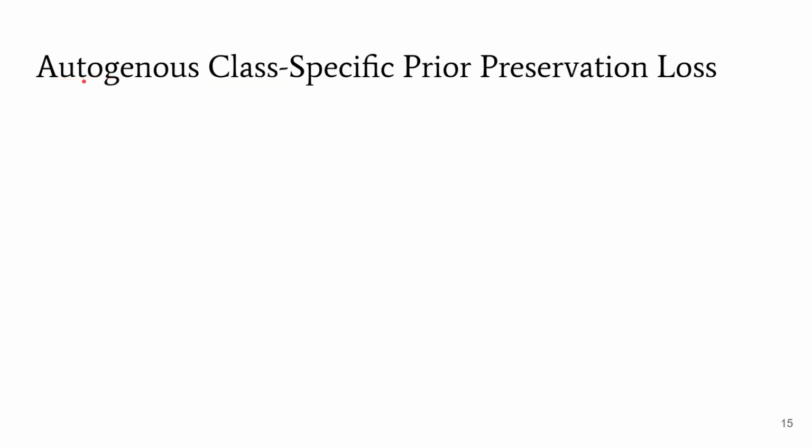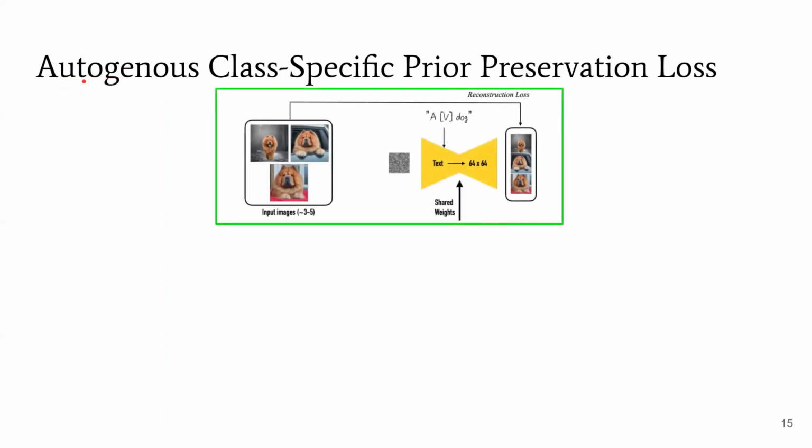So let's walk through the entire process of what this looks like during a training loop. So to start, what we have is we have the model that we want to fine-tune, right? This is an Imagen model that we're fine-tuning. It takes in some text, and it generates a 64 by 64 resolution image.